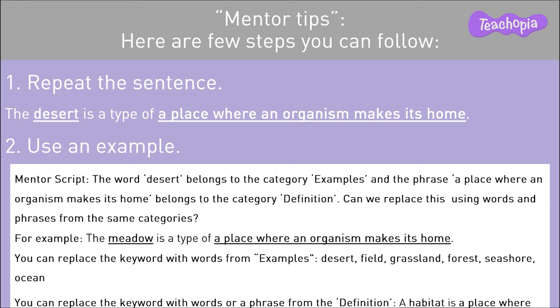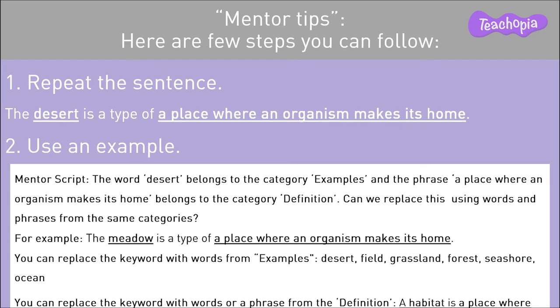So in your mentor script, this is a type of dialogue that you will have. The word desert belongs to the category examples, and the phrase a place where an organism makes its home belongs to the category definition. Can we replace this using words and phrases from the same categories?